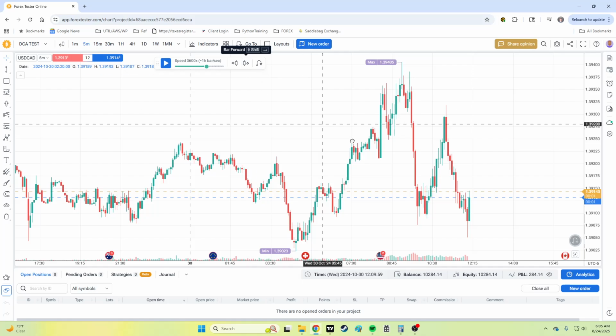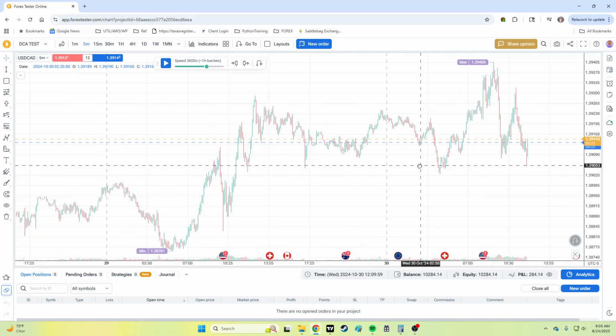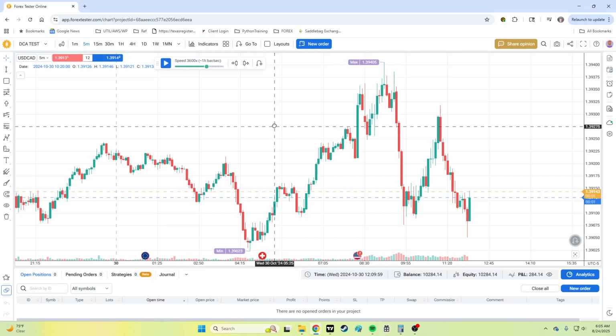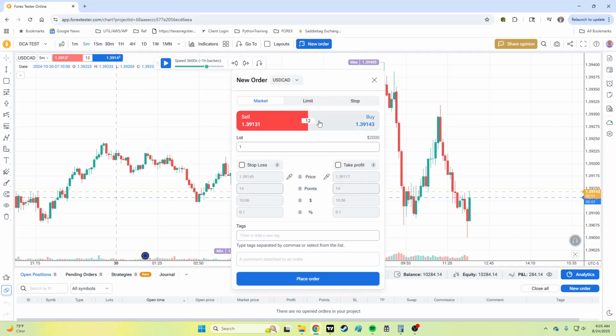Now this is an interesting pattern. Is this just a range? Yeah, this is just ranging. Let's go ahead and buy.